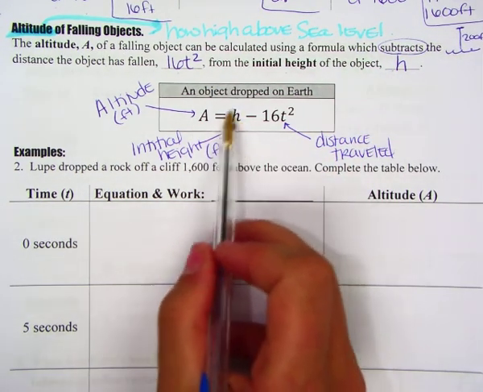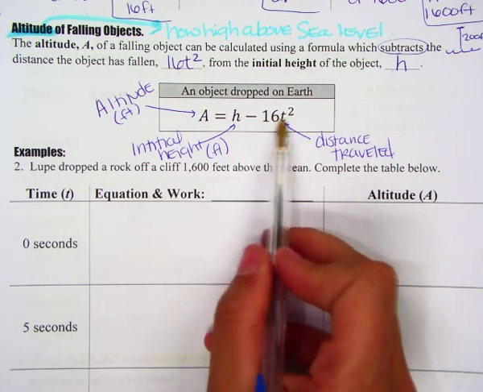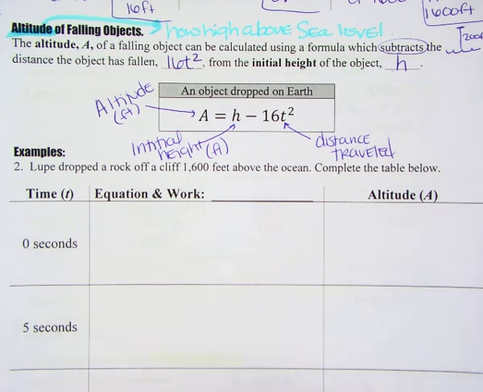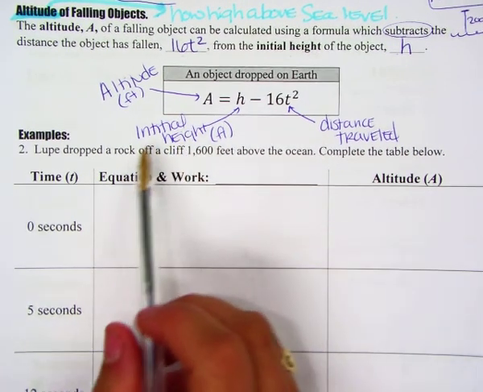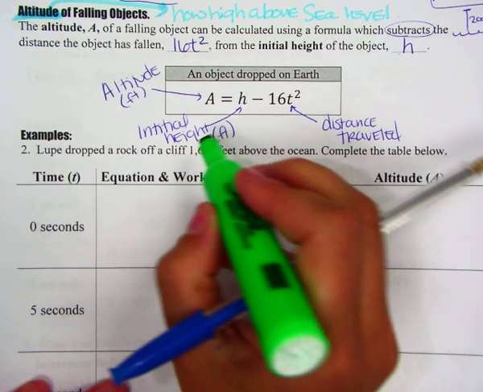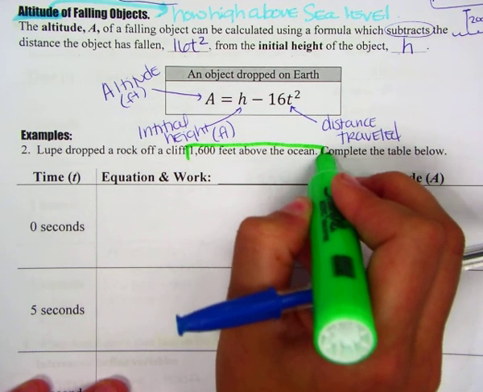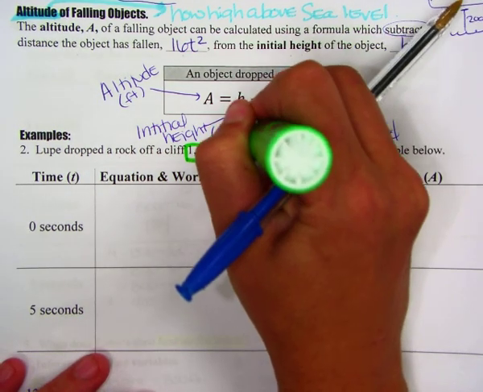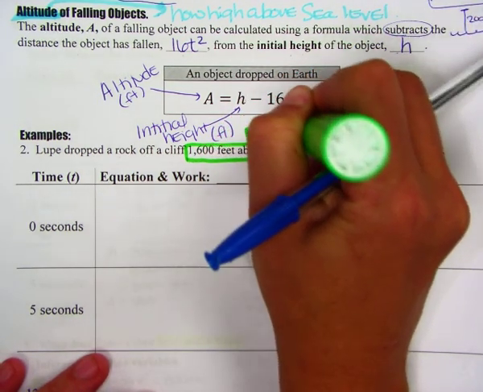So we're going to take how high something was and subtract how far it's fallen to find out what the actual altitude is. Let's go ahead and do this example. Lupe dropped a rock off a cliff 1,600 feet above the ocean. Complete the table below. So 1,600 feet, this is the initial height.